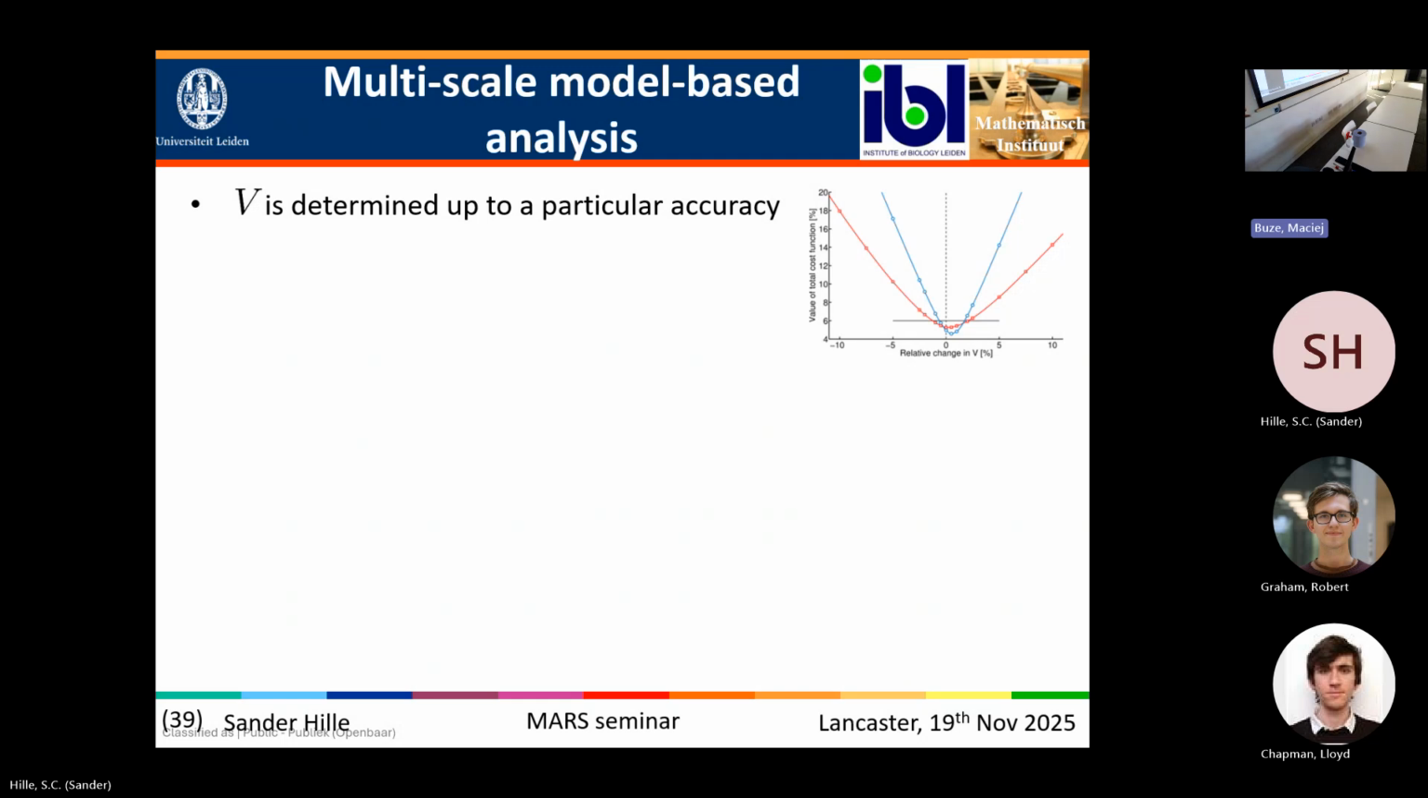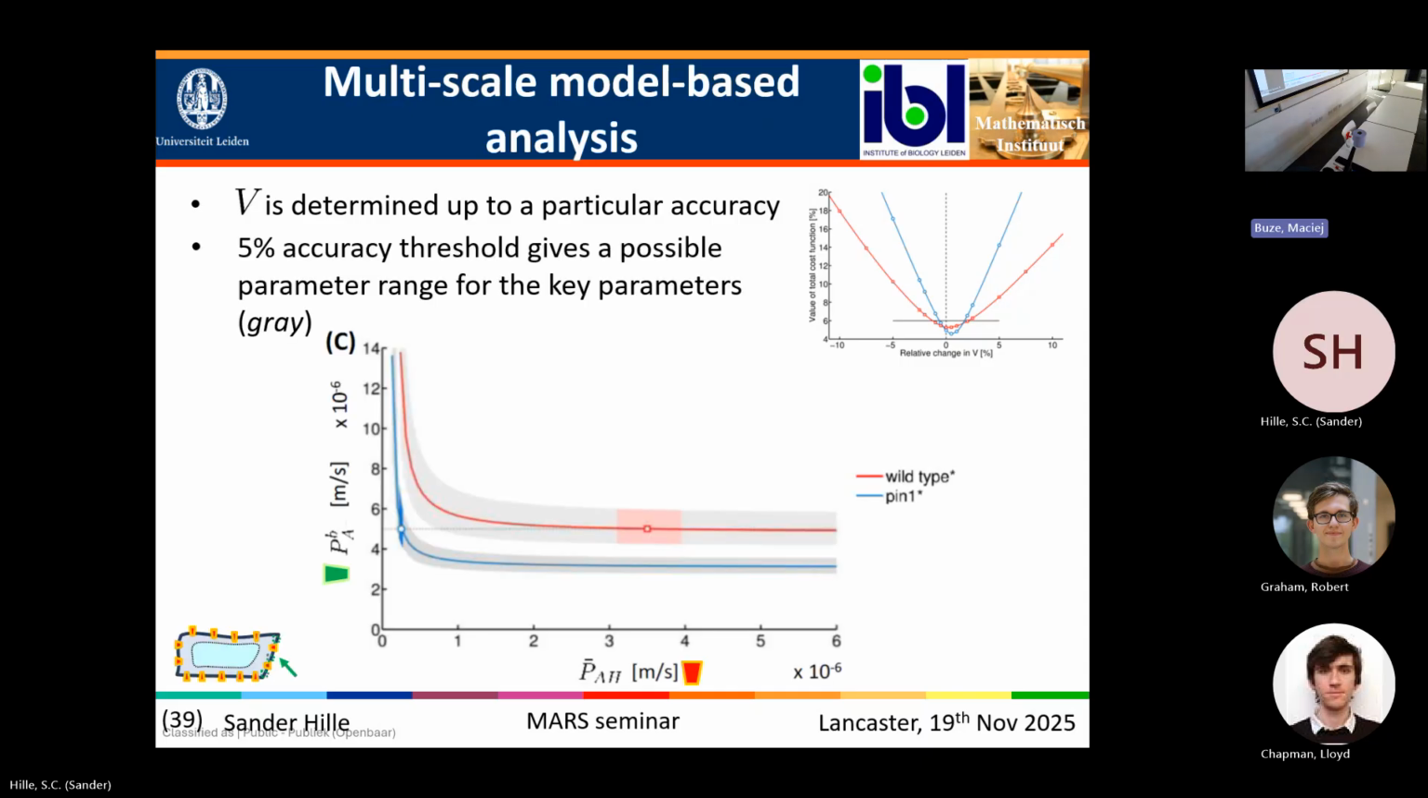And then you start getting into the statistical analysis of the whole thing. This velocity that you start with is determined up to a particular accuracy, and we took a 5% accuracy. We said the fit is good when you are at this 5% level or under. Within 5%, good. And what you see here in gray is all the parameter combinations that yield the same velocity within this 5% margin. So anywhere in here you could be with these other parameters.